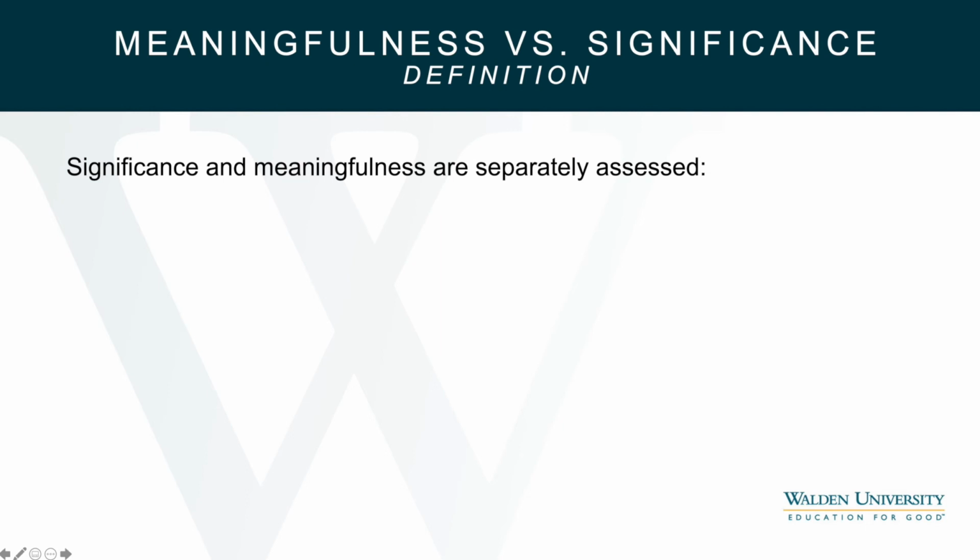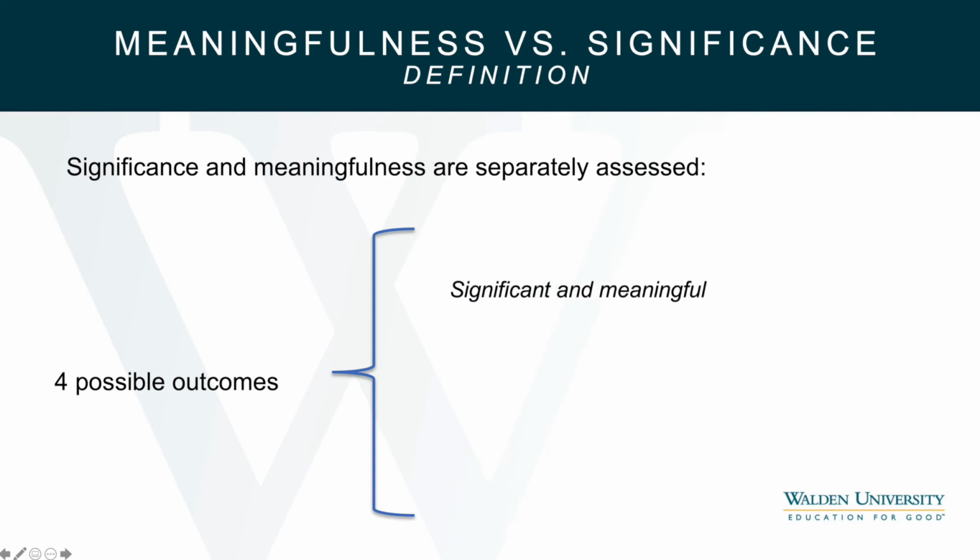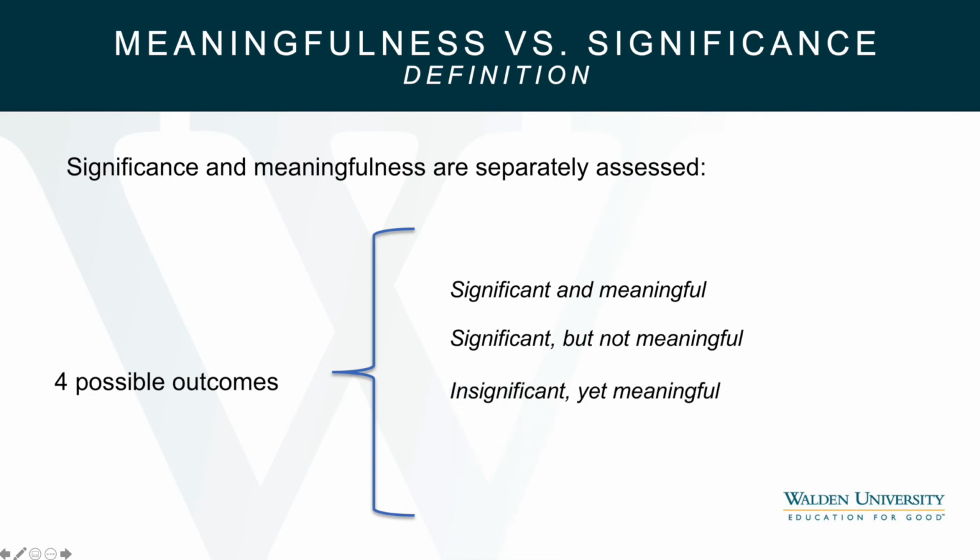We can have situations where meaningfulness and significance are separately assessed. And there are 4 scenarios that you can think of there, 4 possible outcomes. You can have an outcome that is significant and meaningful. You can have an outcome that is significant but not meaningful. I can even think of insignificant results, but they're still meaningful. And we can think about insignificant results that are also meaningless. They have no meaning.